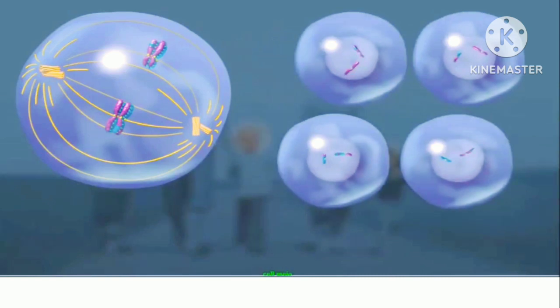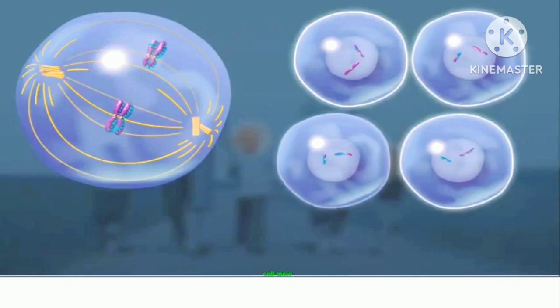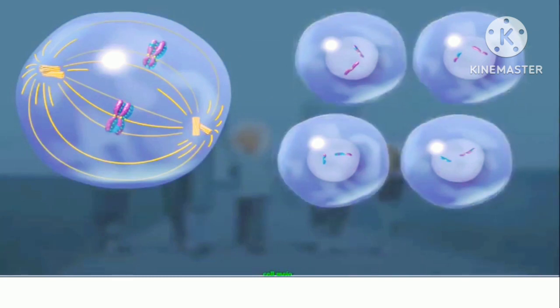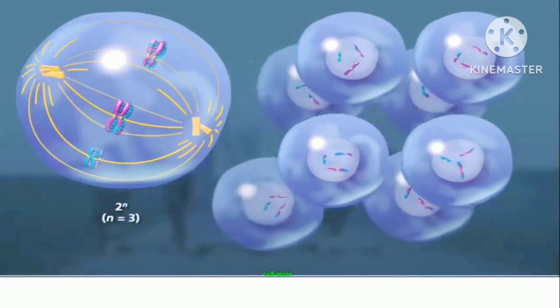This process, called independent assortment, produces 4 genetically distinct haploid gametes. As the total number of chromosomes increases in an organism, the number of genetically distinct gametes increases by 2 to the nth power. This means an organism with n equals 3 can produce 8 unique gametes.